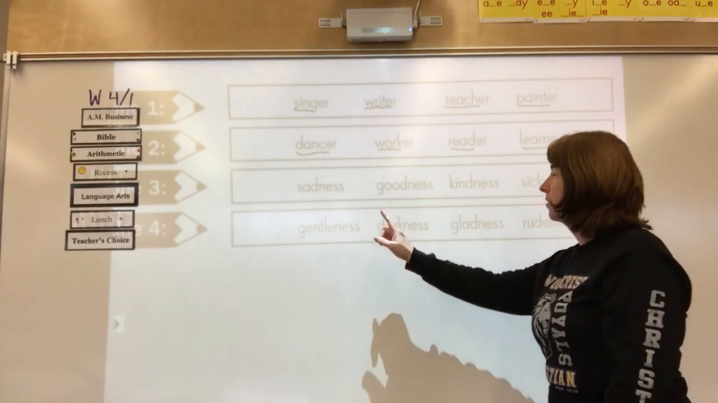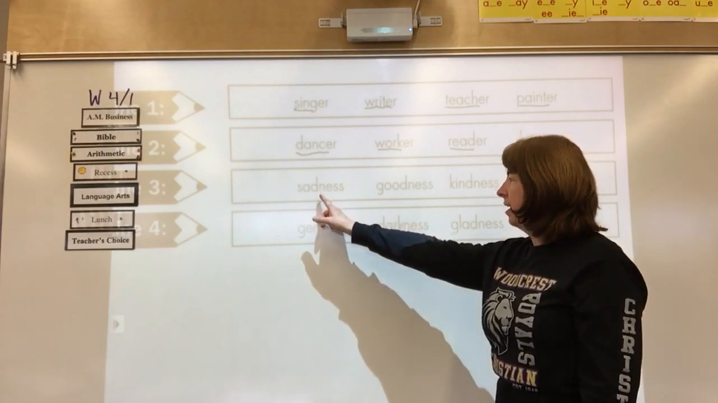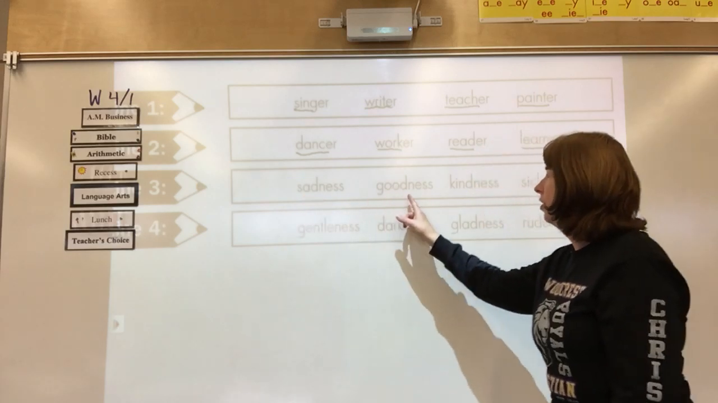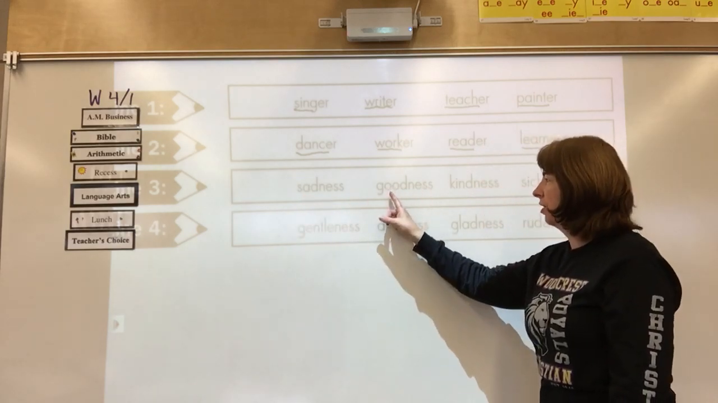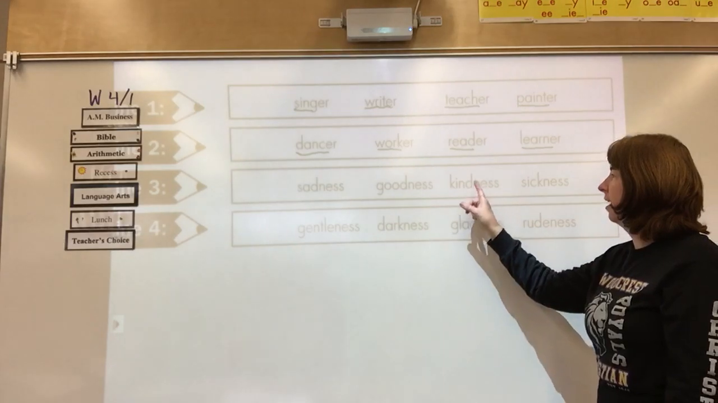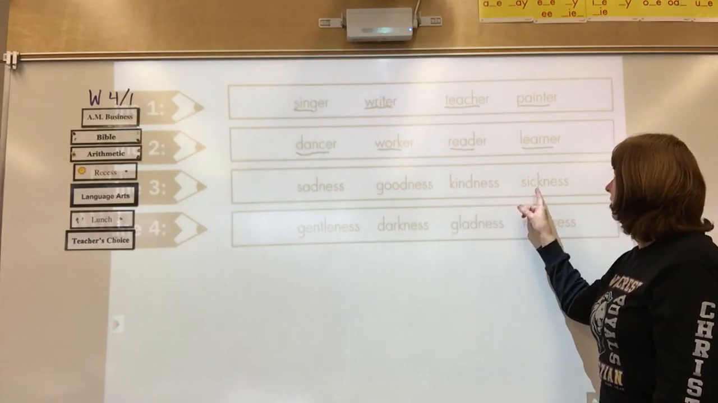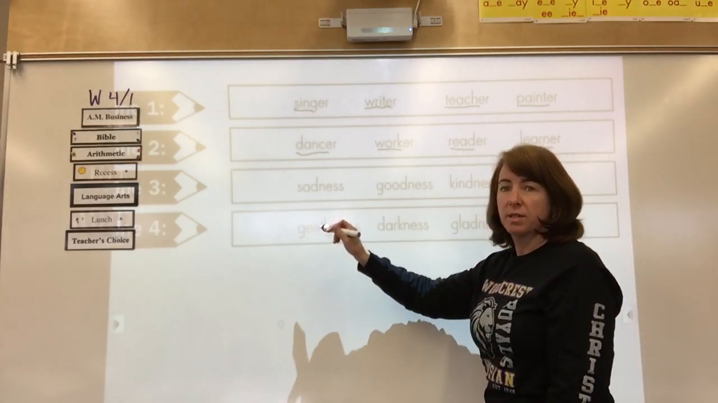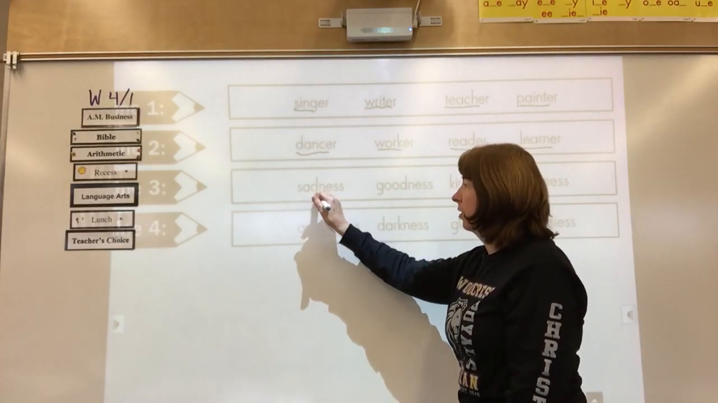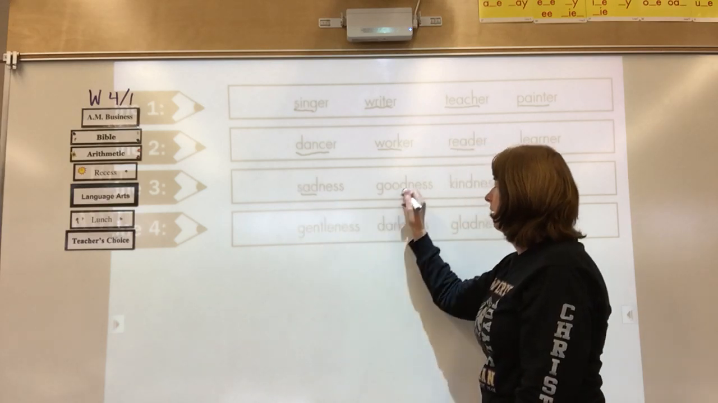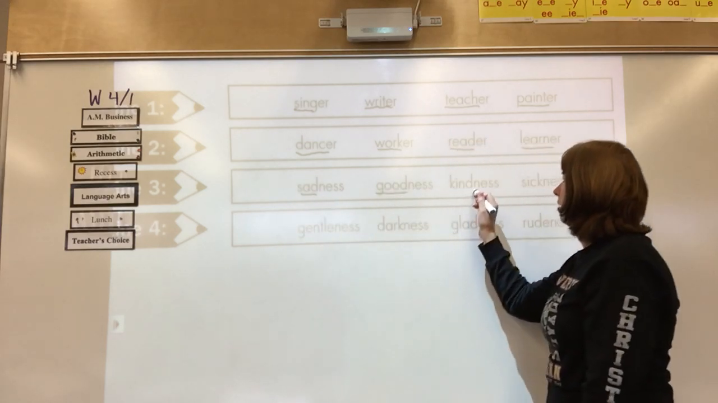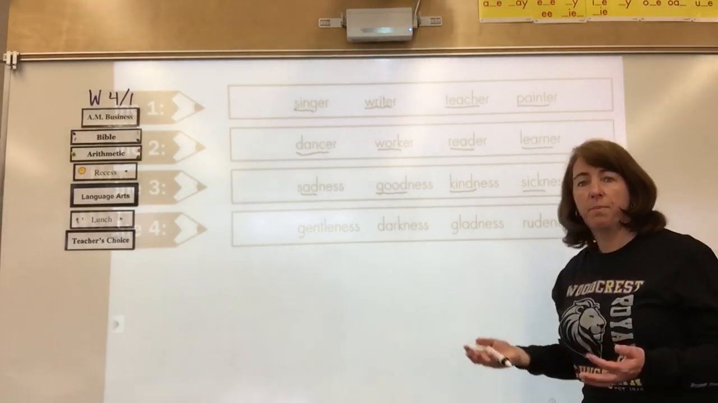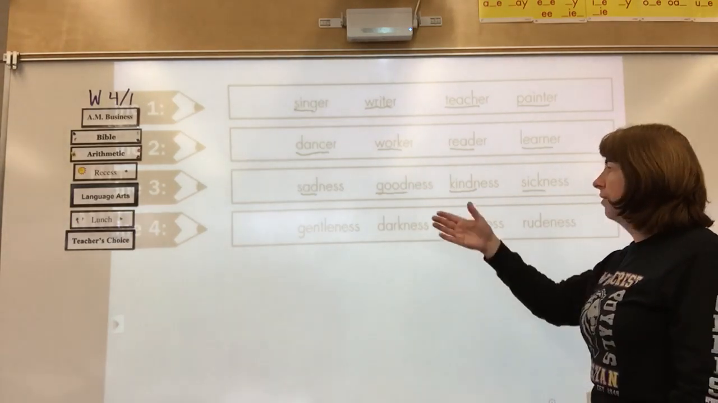Now, let's take a look at line 3. Sadness, the state of being sad. Goodness, the state of being good. Kindness, the state of being kind. And sickness, the state of being sick. Well, we're going to underline the base words sad, good, kind, and sick. Those are the base words of that line.